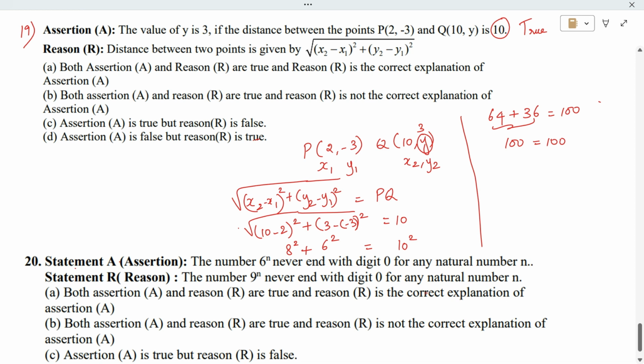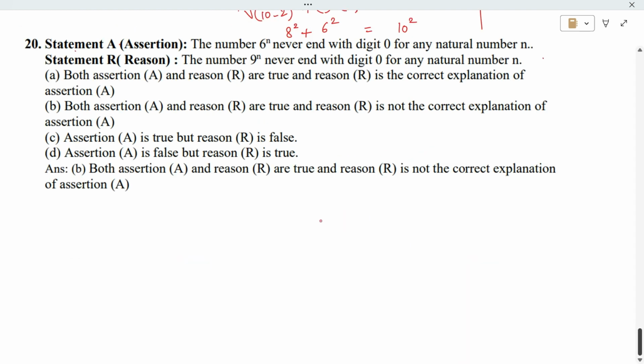Now come to the reason. The distance between 2 points is given by the formula root of (x2 minus x1) the whole square plus (y2 minus y1) the whole square. Yes, it is true, isn't it? So both the assertion and reason are true, and R is the correct explanation of the assertion, isn't it? Which means the option is A. So let's do the last question.